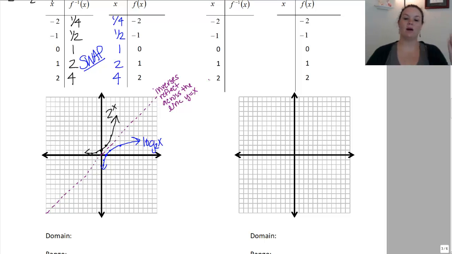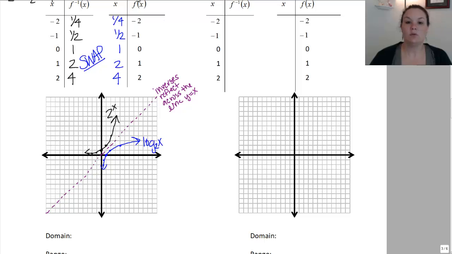So notice if I copied this black line across that dotted purple line, that's how I get my inverse. And the reason it reflects across the y equals x line is because I'm just swapping all of my x's and all of my y's. So whatever was a y for an x point is now an x for a y point. Does that make sense? I'm not going to ask you that on a test or anything, but you should know that anytime you graph a function and its inverse, it should be a reflection across this line. If it's not, you did something wrong.